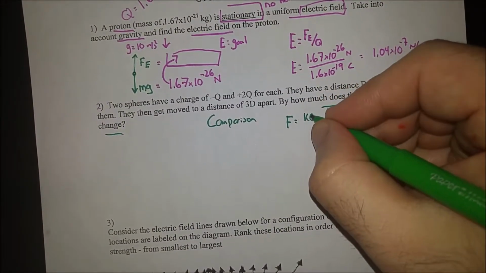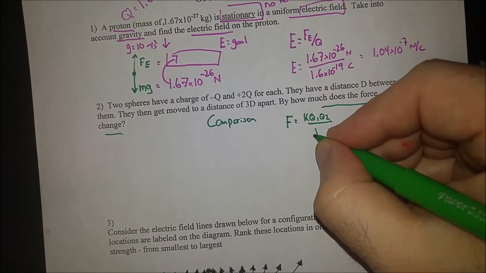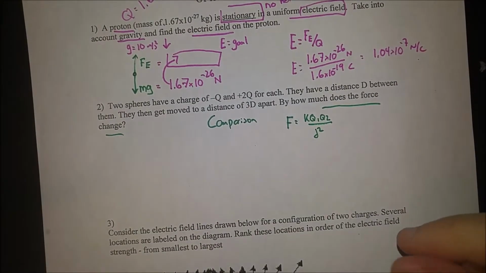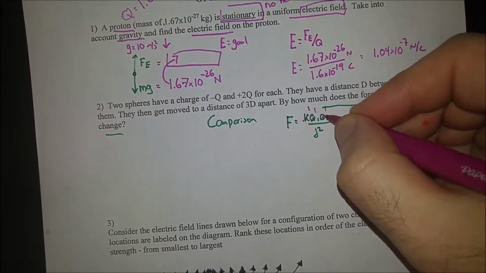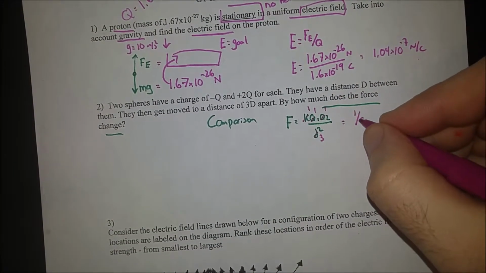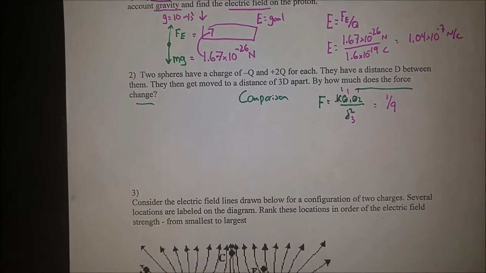So I'm going to use the electric force is kq1, q2 over distance squared, or r squared, same thing. Since it's comparison, we're just going to simply look how things compare and cross them out. The k doesn't change, the charges don't change, the distance triples. And a triple squared is 1/9 the force.